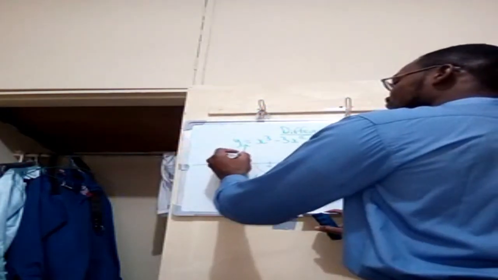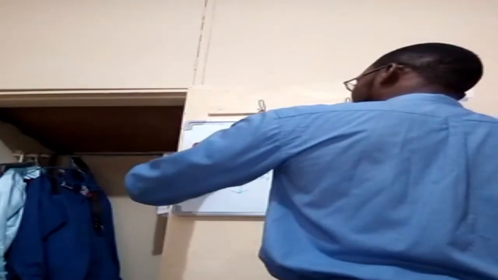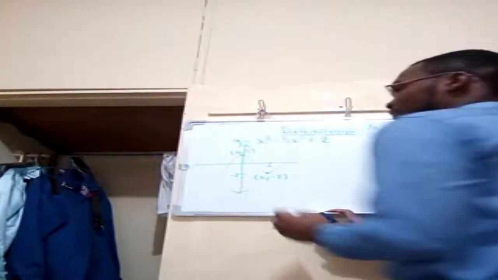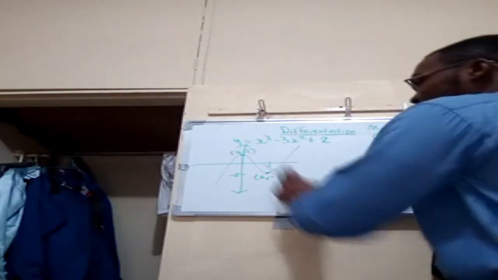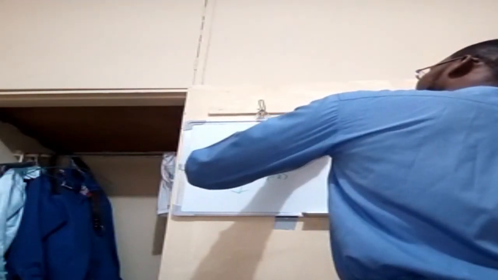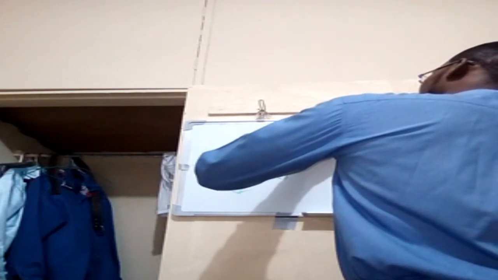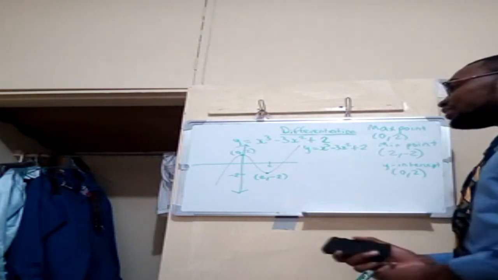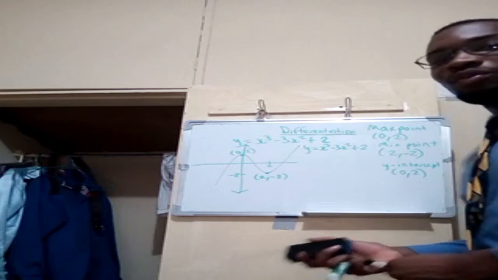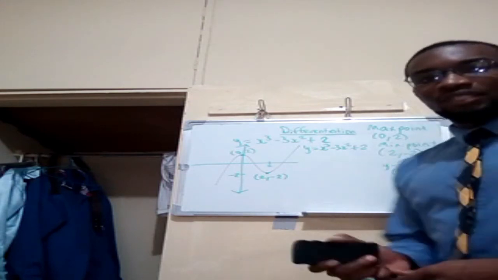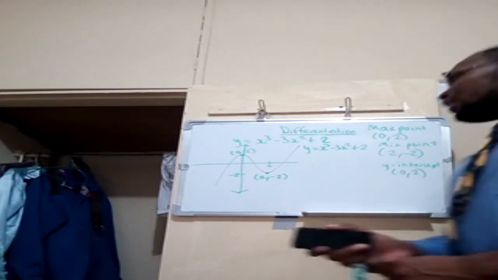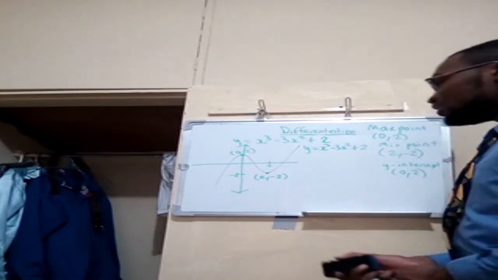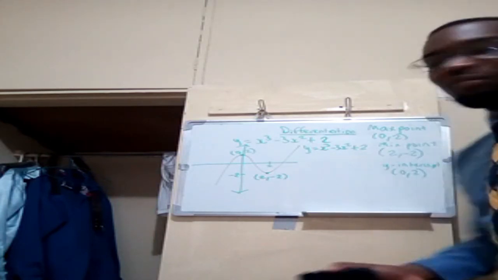This is the point 0, 2. And this is the maximum point. This is the minimum point. And this is your graph of y equal x cubed minus 3x squared plus 2. And that would be how you would sketch the curve y equal x cubed minus 3x squared plus 2. Don't worry, I will leave some questions for you to do as well.